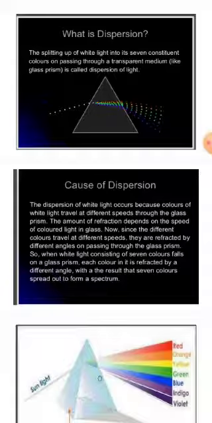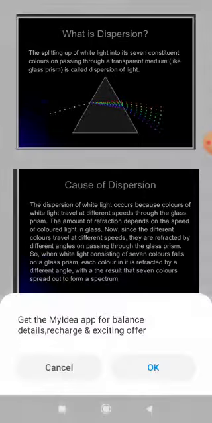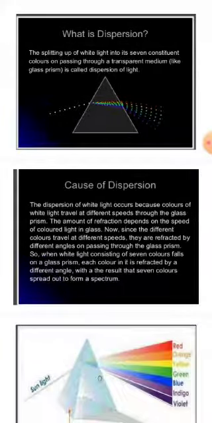When sunlight is passing through the prism or a transparent medium, the different colors travel with different speeds, and the angle of deviation for these different colors are different, and the amount of refraction depends on the speed of colored light in glass. Since the different colors travel with different speeds, they are refracted by different angles as passing through the glass prism. So, when white light is passing through a glass prism like this, each color is refracted by a different angle, which finally results in 7 colors known as the spectrum.